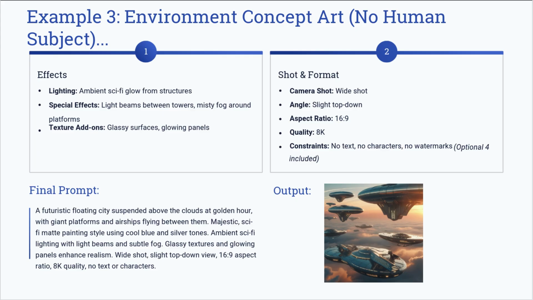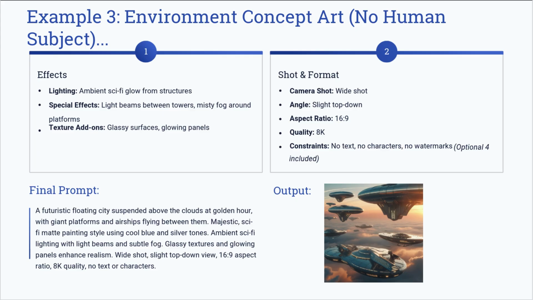And finally, shot and format. We're going with a wide shot, from a slightly top-down angle, so we capture both the city and the clouds below. The aspect ratio is 16:9, perfect for cinematic use, and we're rendering it in 8K for ultra-sharp details. Also, we're adding the usual constraints, no text, no watermarks, no characters, so the focus stays 100% on the environment. Here's the final prompt all put together.